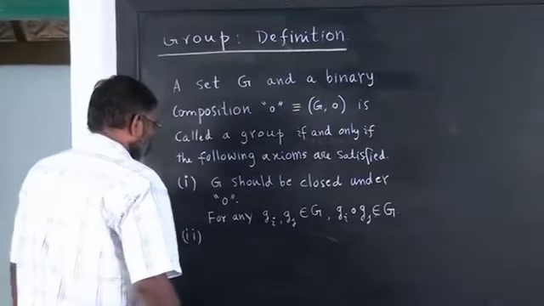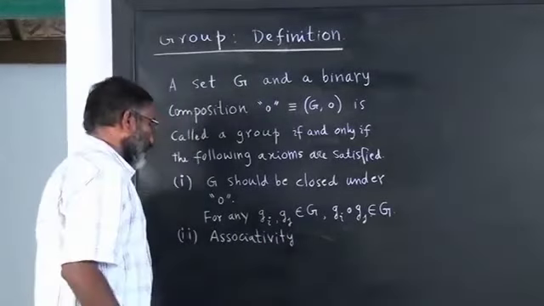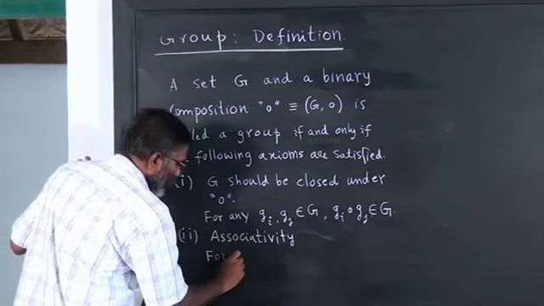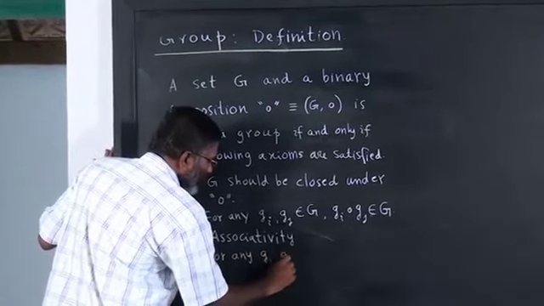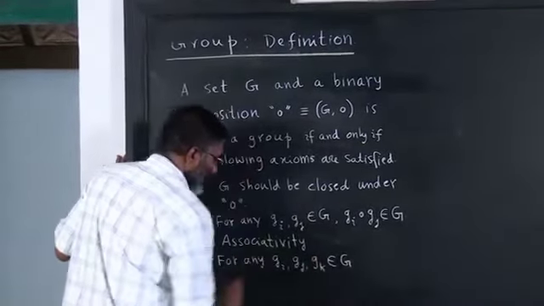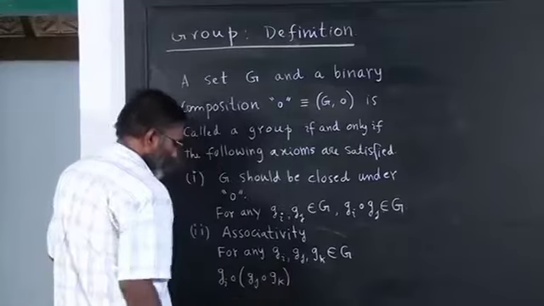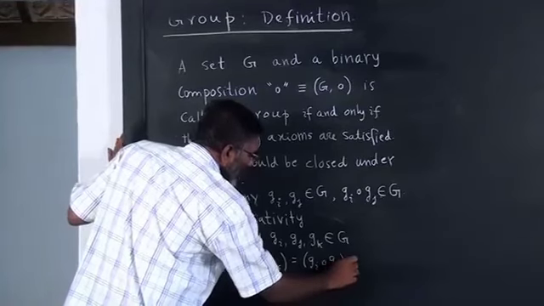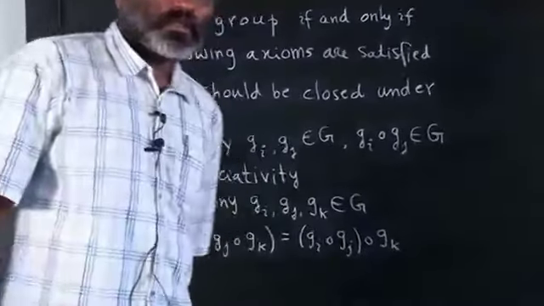The second property is called the associative property. Simply call it associativity. What is the meaning of associativity? For any triplet of elements Gi, Gj, Gk in G, Gi composed with the result of the composition of Gj with Gk equals the result of the composition of Gi Gj composed with Gk. That means the order in which you compose them is not important. This is called associativity.